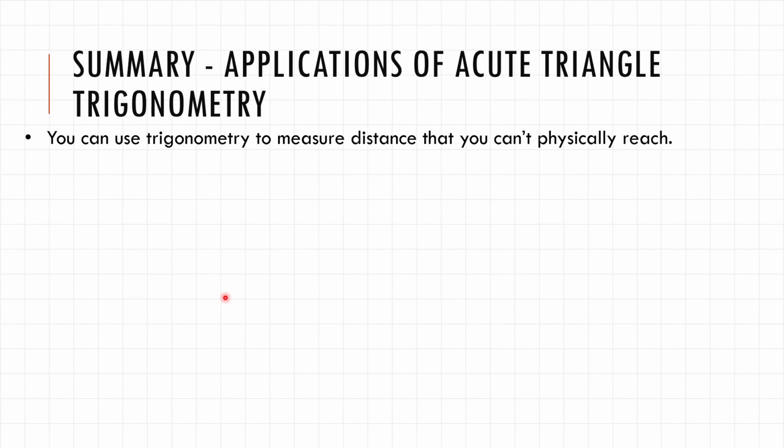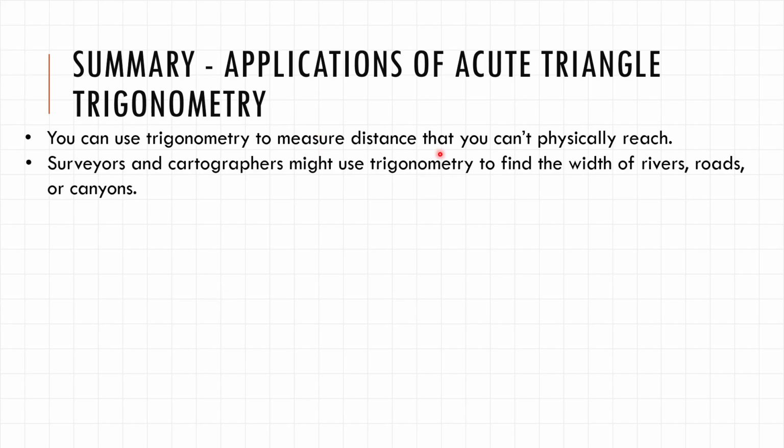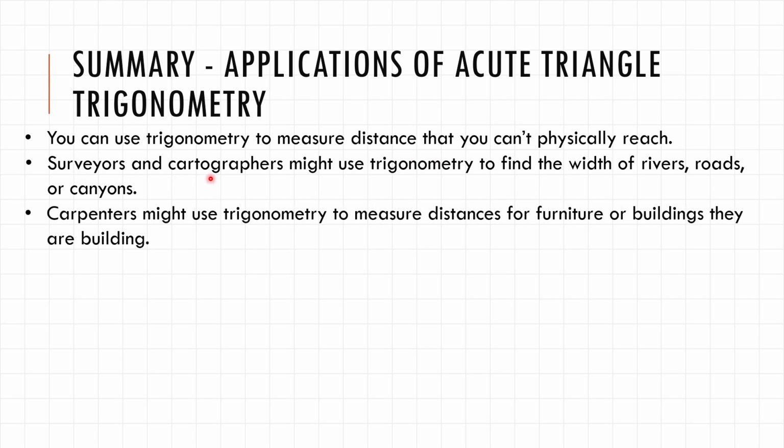You can use acute triangle trigonometry in real life, especially to measure distances that you can't reach. Surveyors or cartographers might use it in that way. Carpenters might use it to measure buildings or measure furniture, especially if they're unable to reach one part of the building. And that is about it for this unit for acute triangle trigonometry, using the sine law and the cosine law and the trig ratios to imagine triangles in real life and using what we know about those triangles to measure distances that we may not be able to physically measure ourselves.